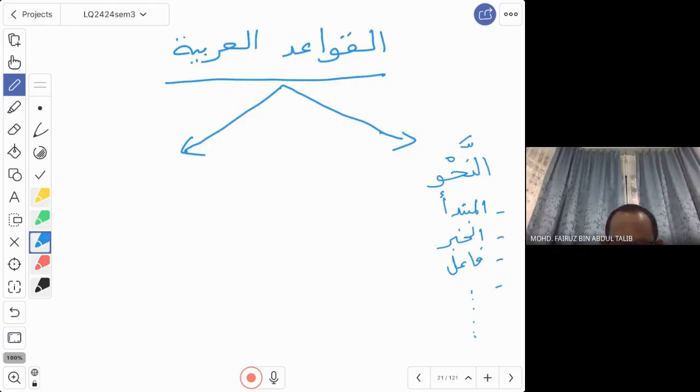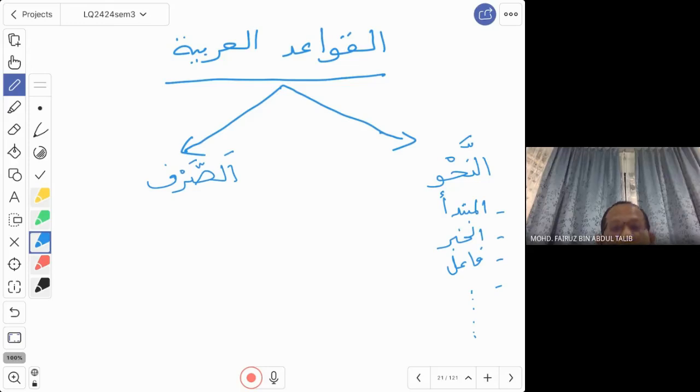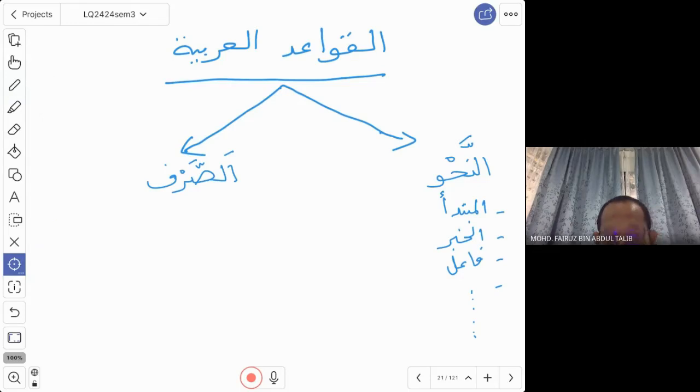Now, there is another part of qawaid, which is called as-sarf, or normally we call it ilmus-sarf. Sarf is not grammar, it is more about morphology. The difference between nahu and sarf: nahu is about forming correct sentences, but sarf is more about the word itself. So we will focus on the word level, not on the sentence. We are not going to look into how to form a correct sentence, but how to form the word itself. Because why?